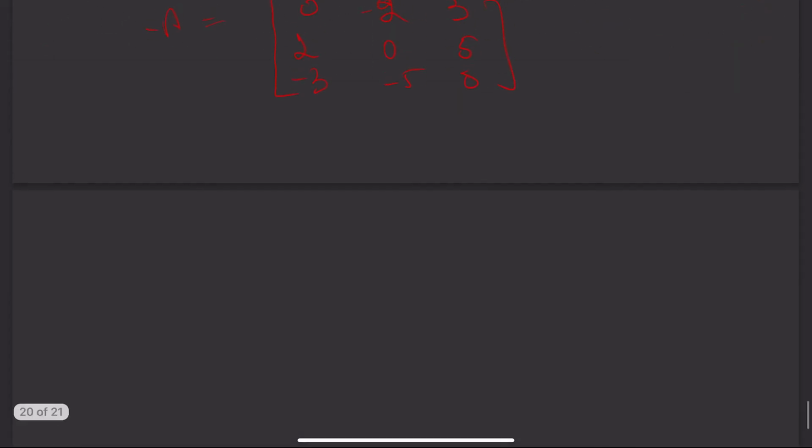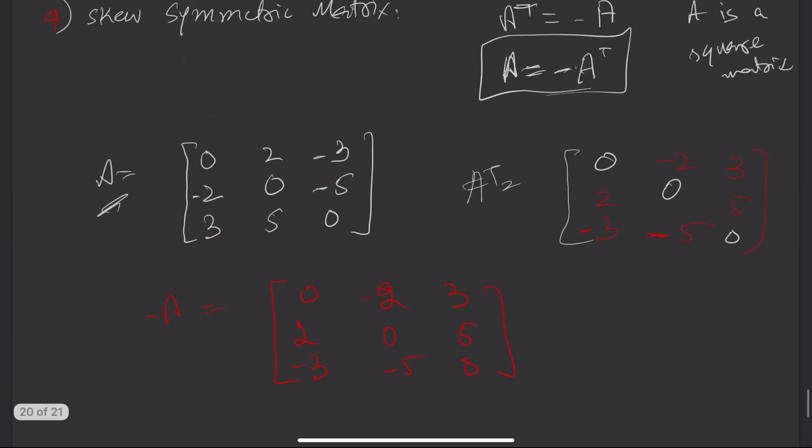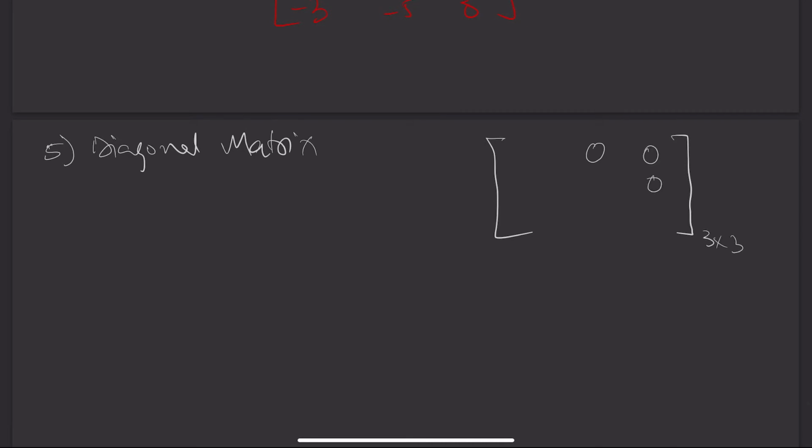Now let's talk about diagonal matrices. So what is a diagonal matrix? This is the fifth type of matrix. A diagonal matrix is a matrix where the diagonal elements are non-zero and the remaining elements are zero. For example, if we have a 3 by 3 square matrix, the diagonal elements must not be zero. For example, this is a diagonal matrix.